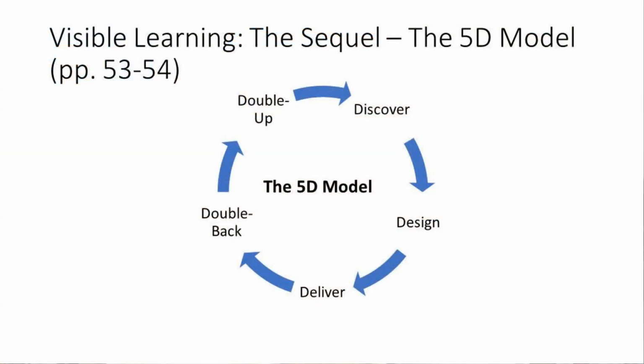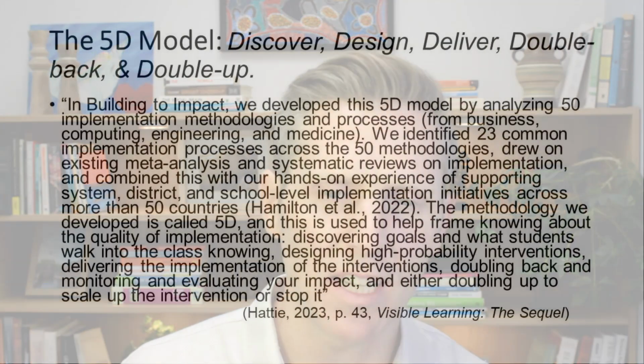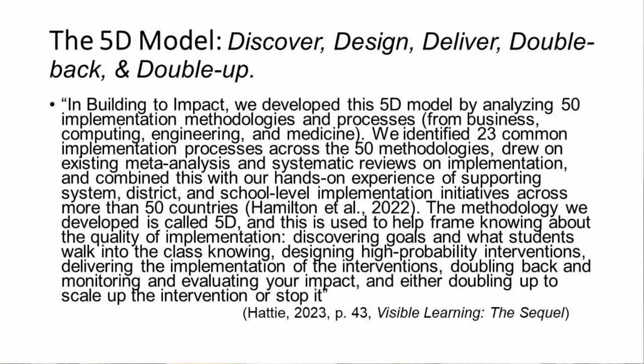They found in their review to successfully implement evidence, they've got to discover, design, deliver, double back, and double up. So what do we mean by those 5Ds? Well, John elaborates in his book by suggesting that the first D, discovery, is discovering goals and what students walk into the class knowing already. So their prior knowledge and what they hope to achieve in terms of changing that prior knowledge into something new.